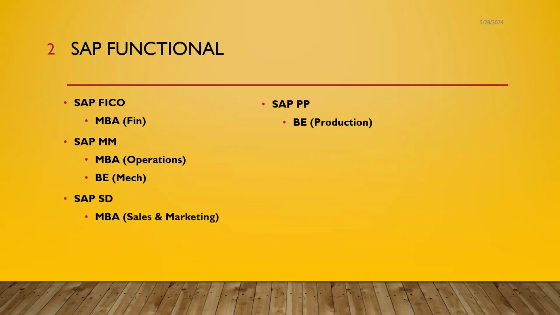Next, SAP SD: MBA sales and marketing graduates can do SAP SD. For BE production, they can do SAP production. Absolutely all these modules require no coding knowledge. You don't need to know about coding at all. So it is zero coding.